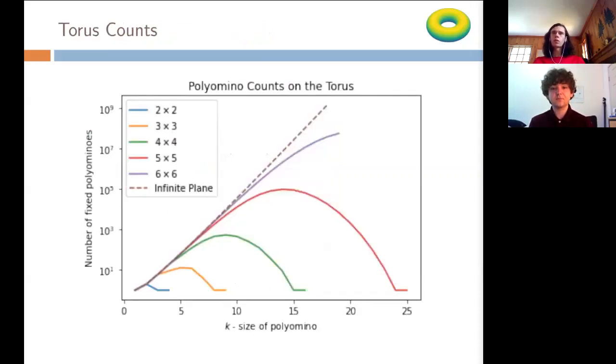After implementing this algorithm, we were able to count all the polyominoes on the 2x2 through 5x5 tori, as well as up to the 19-ominoes on the 6x6 torus.